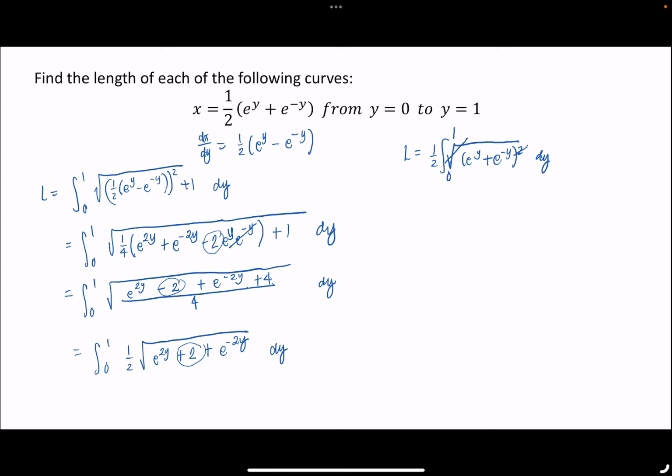So we can cancel out this radical and square. So we have 1 half integral from 0 to 1 of e to the y plus e to the negative y dy.